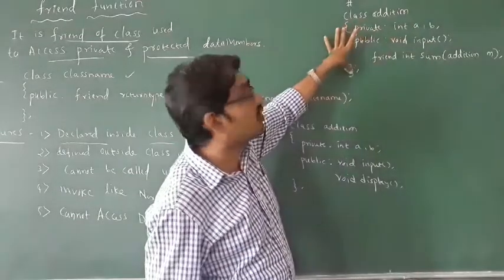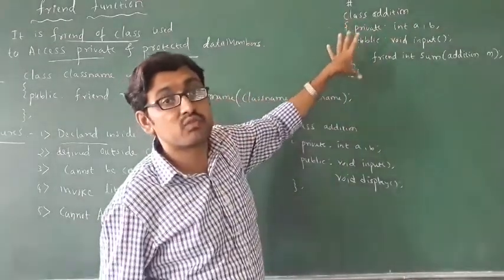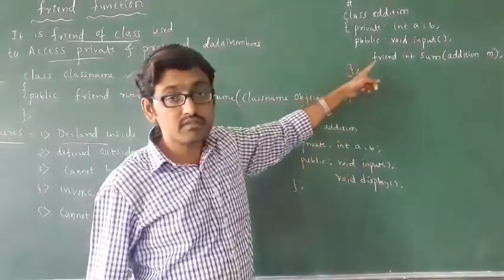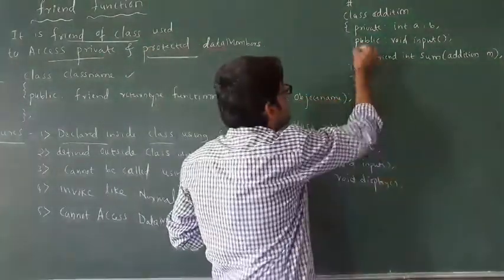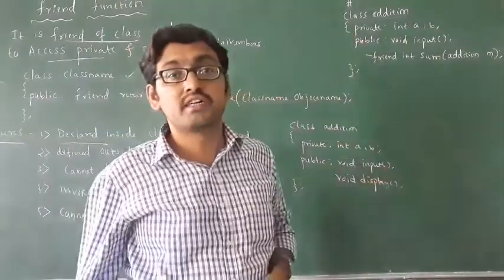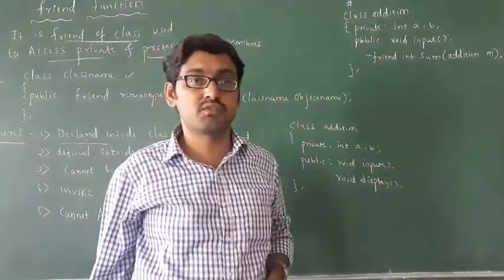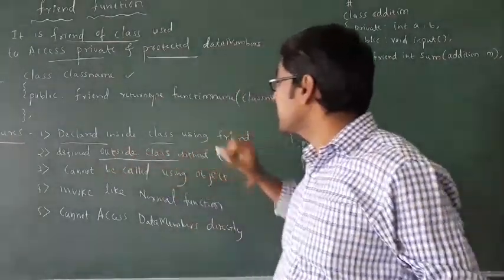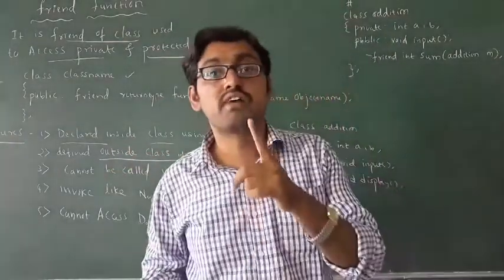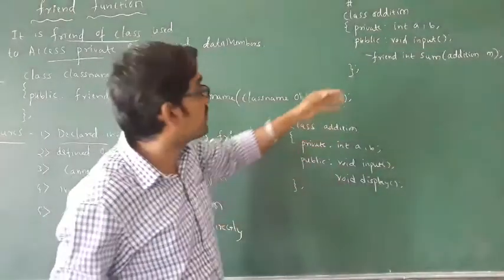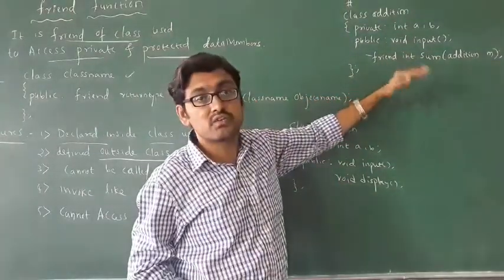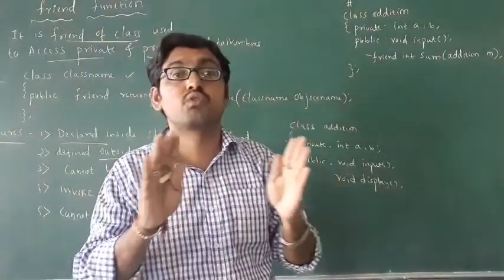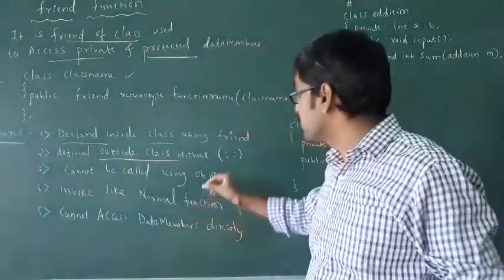You must and should write it inside the class only. You have to always declare a friend function inside the class by using the friend keyword. Then the second characteristic is, see, defined outside the class. You have to define the friend function. A friend function, the sum function, you can define outside the class without using the scope resolution operator.